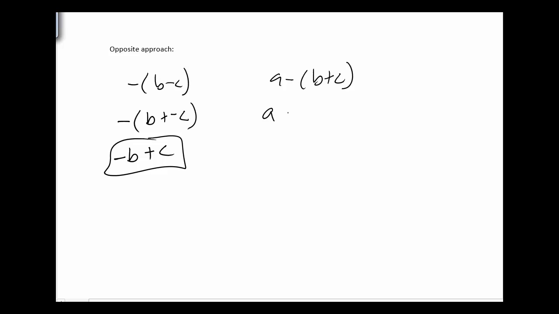The second one is a subtract b plus c. So with a subtract b plus c, I would translate that into a plus the opposite of b, which is negative b, plus the opposite of c, which is negative c. And then I could simplify that down even further, because that really means a minus b minus c.